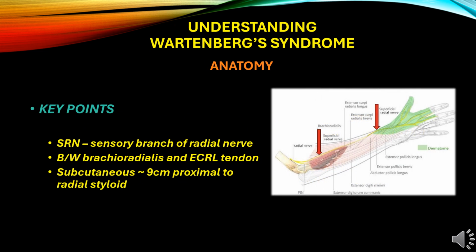Now, as we discuss the anatomy, we do have a couple key points to talk about. First of all, the superficial radial nerve, as I mentioned, is purely a sensory branch of the radial nerve. It emerges between the brachioradialis and the extensor carpi radialis longus tendons. It becomes subcutaneous approximately 9 centimeters proximal to the radial styloid. The nerve's superficial location there makes it very vulnerable to compression issues.